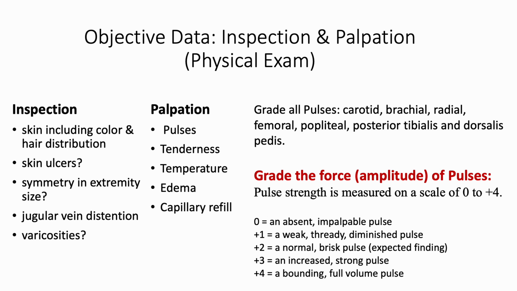But the other pulses, the brachial, the radial, the femoral, the posterior tibialis, and the dorsalis pedis, you will check bilaterally because you're comparing. The popliteal, it's hard to check bilaterally because you often need 2 hands to complete the technique appropriately.